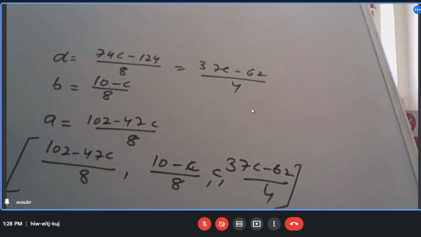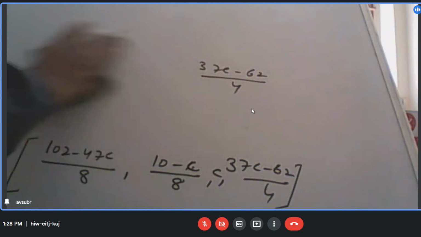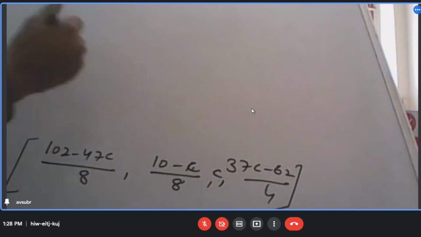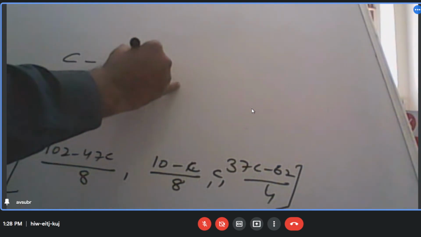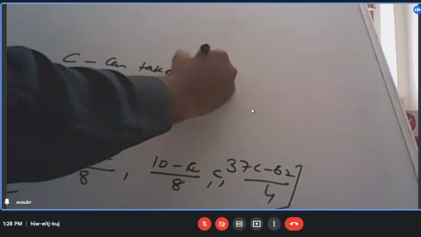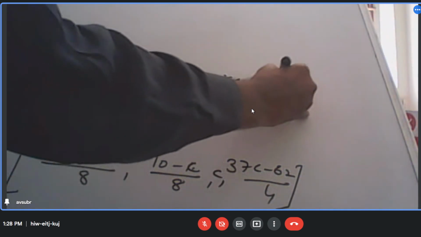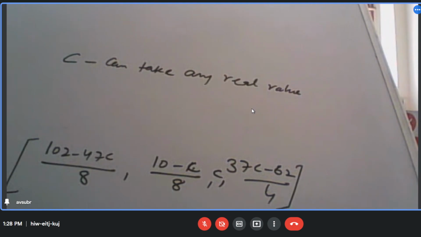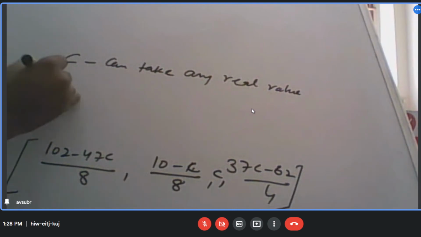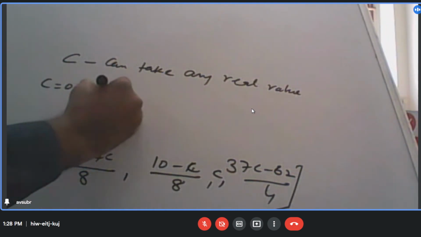Now C can take any real value. अभी तो हमको पता नहीं C की वैल्यू क्या है. हम तो निकाल ही नहीं पाए ना C की वैल्यू. Understood? Can we find out? We cannot find out. तो C could be anything. मान लो C 0 है, तो what will be the solution?